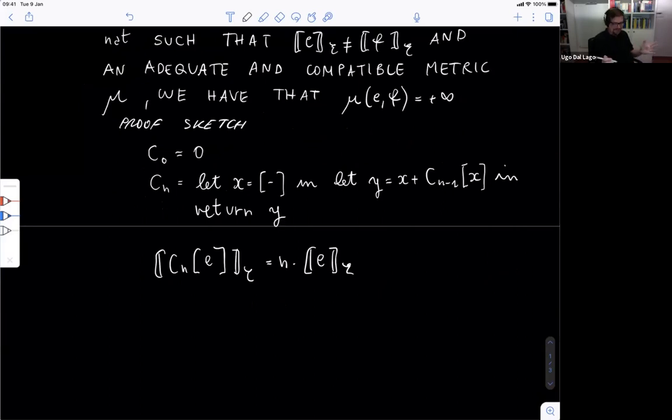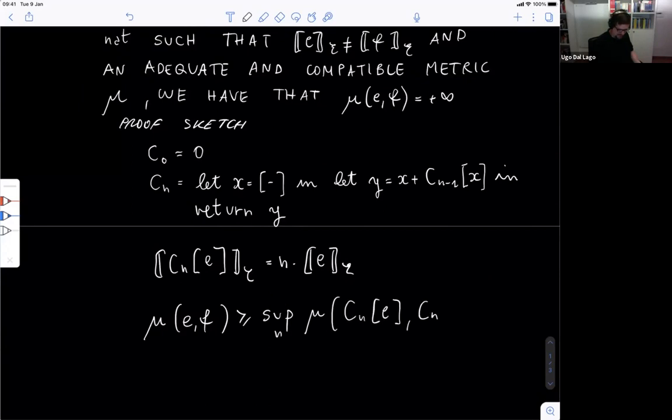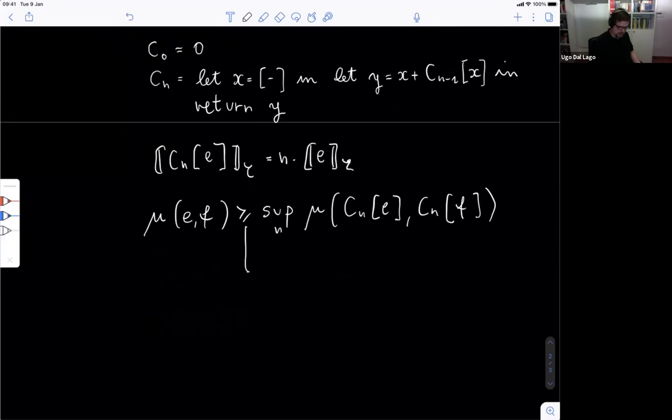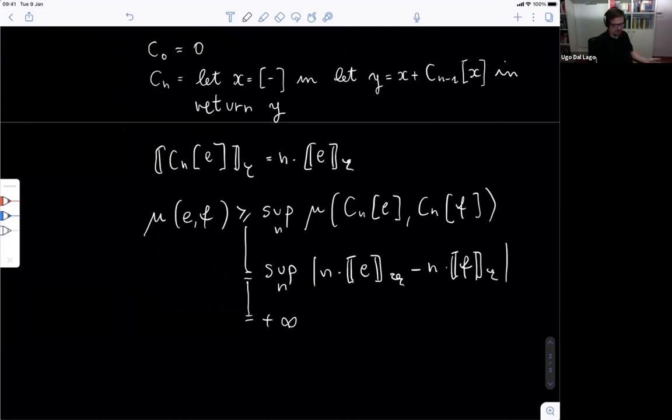This means that you see mu of E, F, which must be greater or equal, for obvious reasons, by the definition of the metric, to the sup over n of n times E minus n times F. And you can immediately realize that this is infinite, because you take the sup over all natural numbers.